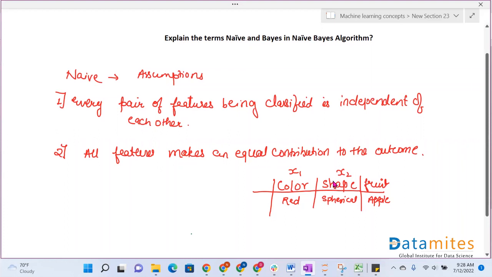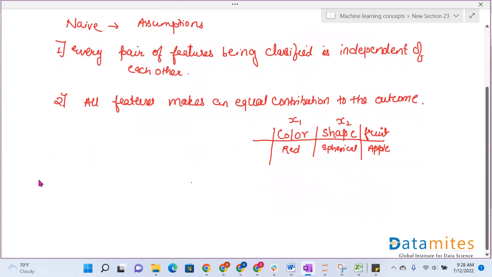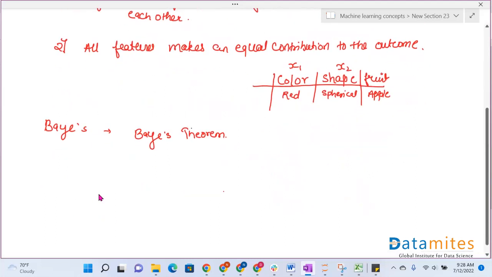The second thing is why it is called the Bayes algorithm. It is called Bayes because it uses the Bayes theorem. And what is Bayes theorem? Bayes theorem depends on conditional probability. So let's understand what conditional probability is first.